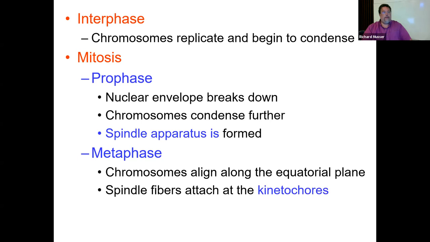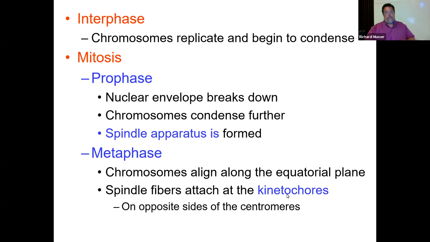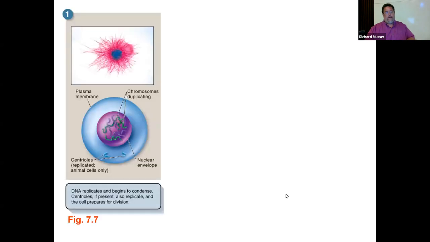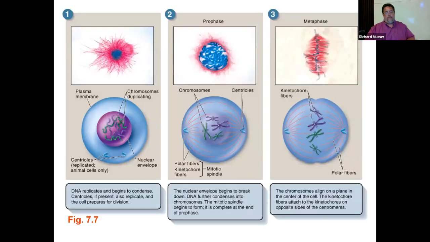So again, my slides tend to be a little bit redundant. Please read them to help you understand it. But again, the chromosomes are going to line up in the middle. And they attach to these protein tubules, these spindles, at the center. And the center is called the kinetochore. And let me show you where that is. Right here in the center of the chromosomes.